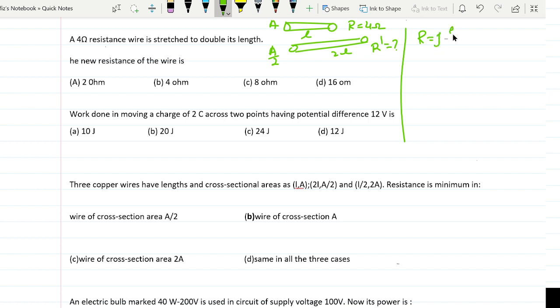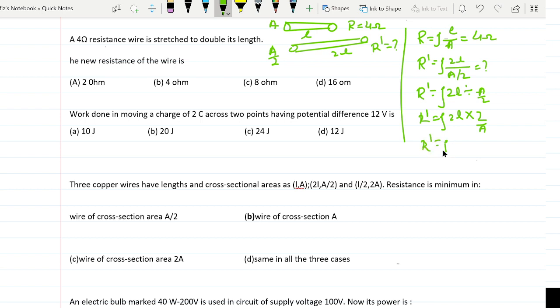R is equal to rho L by A, means the resistance of the wire of length L and area of cross section A is given here, it is 4 ohm according to the question. Now another wire whose length is 2L and the area of cross section is A by 2, and here you have to find this resistance. So now see here, R dash equals rho 2L divided by A by 2. Yes, now you can write it as R dash is equal to rho 2L, I'll change the sign from division to multiplication, and there will be a reciprocal of that, that is 2 by A.